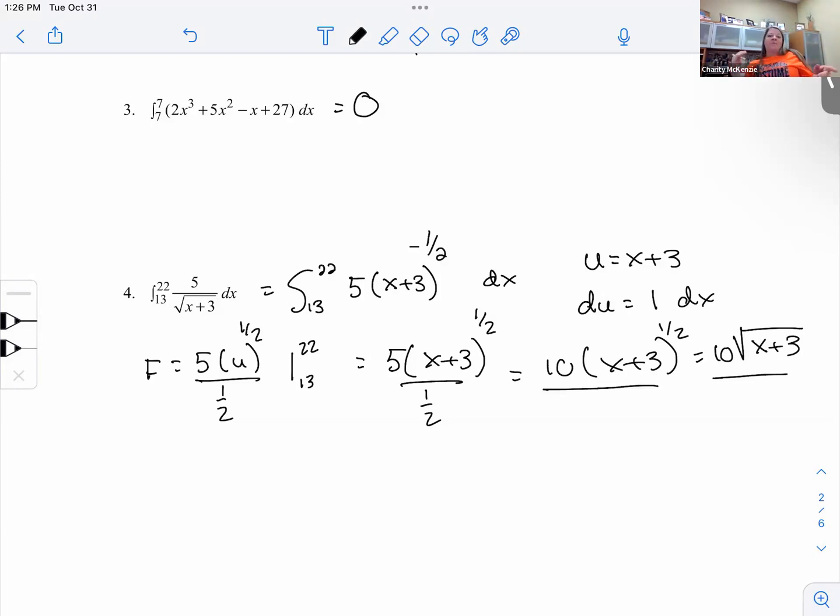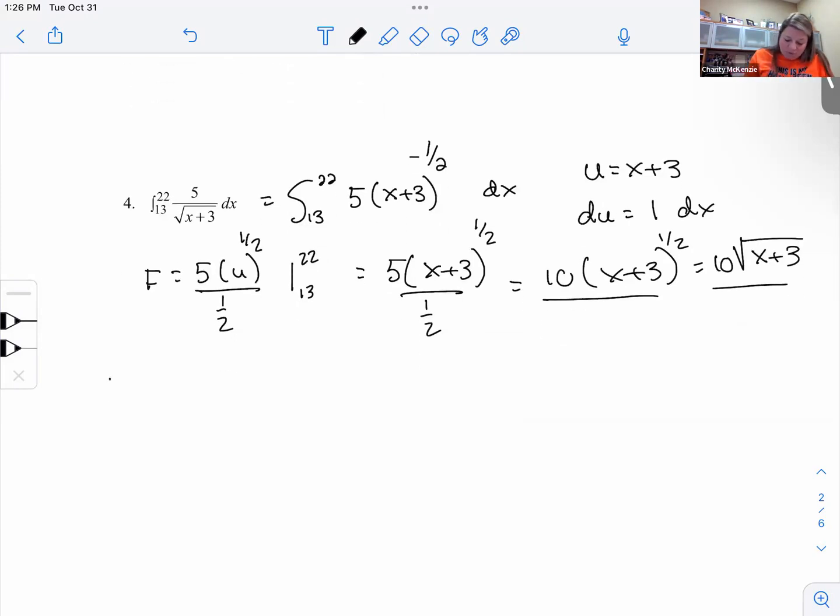Okay, now I can put in the 22 and the 13. So we will put in the value 22. We will put in the value 13. And we're going to cross our fingers and hope we get this right. This one's a 50. This one's a 40. I cheated, I got the answers from over there, right? You're just putting it in. You can use the 1/2 power or you can use the square root. 22 plus 3 is 25. Square root of 25 is 5. 5 times 10 is 50. So it's not too bad. So our answer is 50 minus 40.